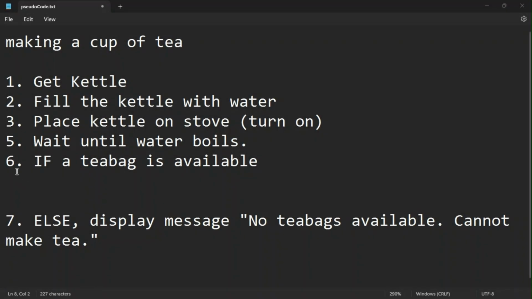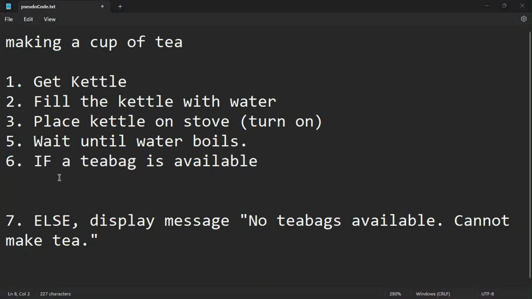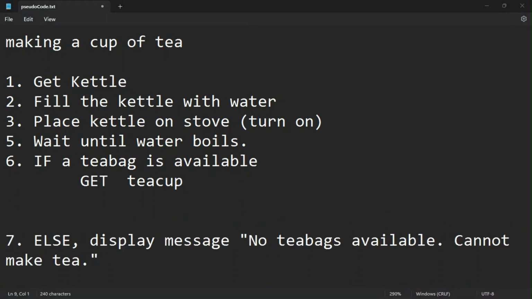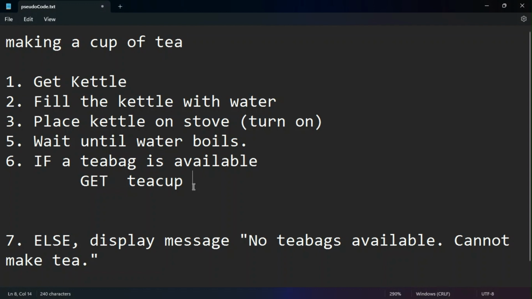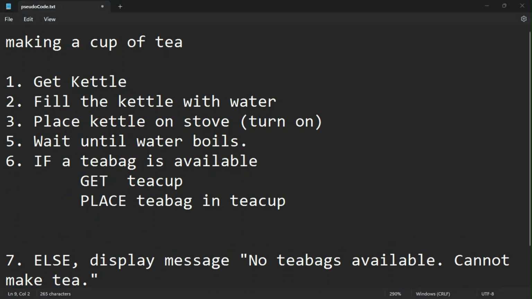So let's go back to step 6 where the tea bag is available. What would be the next logical step? We should probably get the teacup to put the tea in. We can put our tea bag in the teacup or in our water.